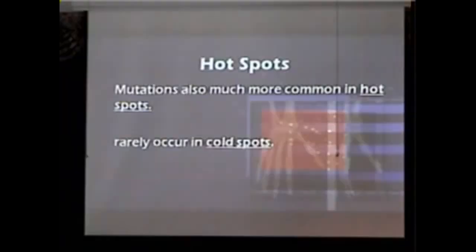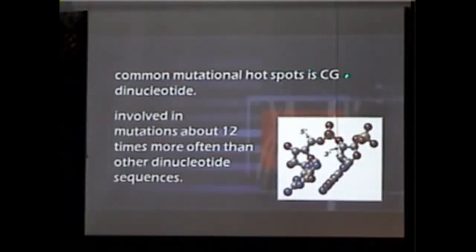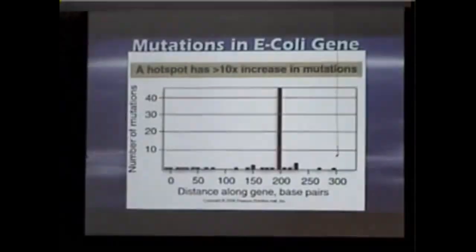And then hotspots, a very important concept. There are hot spots and cold spots. Hot spots are where mutations are more common. Cold spots are where they're less common. And when we look at an example, the CG dinucleotide is involved in mutations about 12 times more often than other dinucleotide sequences. And that's only one example.